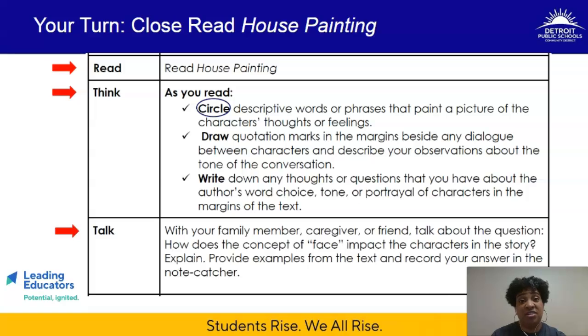Now it's your turn to complete a close read of the text from start to finish. You're going to be circling descriptive words or phrases that paint a picture of the character's thoughts or feelings while you're reading, drawing quotation marks in the margin beside any dialogue between characters and describing your observations, and writing down any thoughts or questions that you have about the author's word choice, tone, or portrayal of characters in the margins of the text.